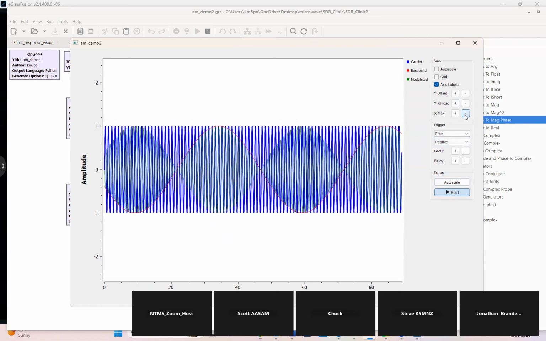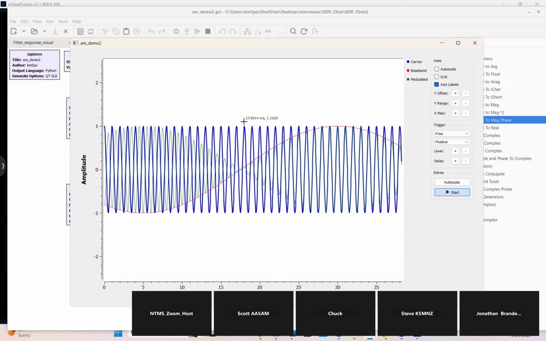So the blue is our carrier, and we could check that out again by just looking at its periodicity. So 17 milliseconds, let's see, 17.0, that's basically 18, 19, and so forth. Here, the red signal is our baseband, and the resulting modulation is the green.